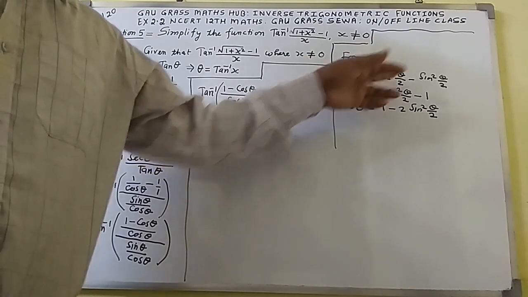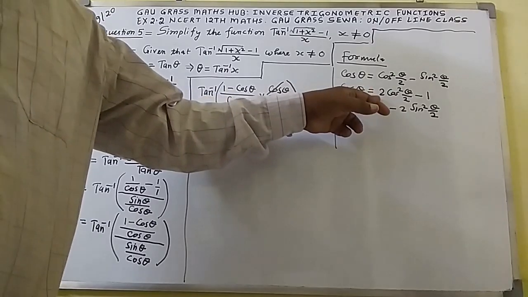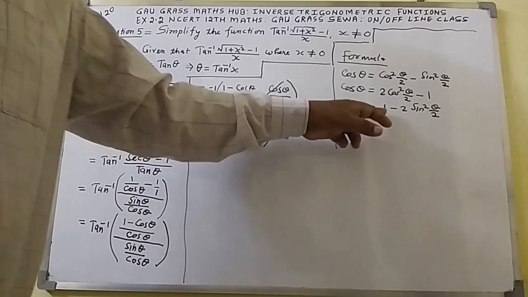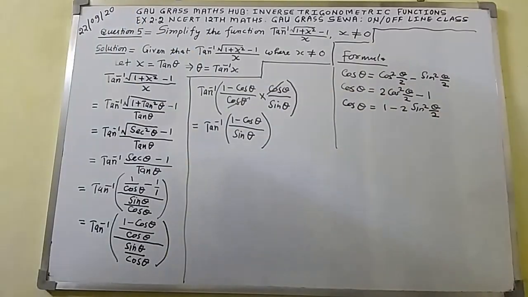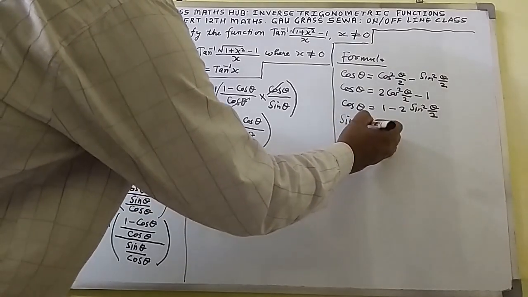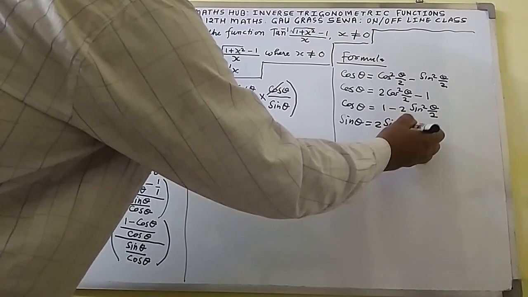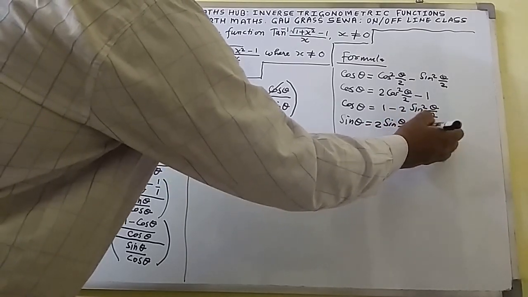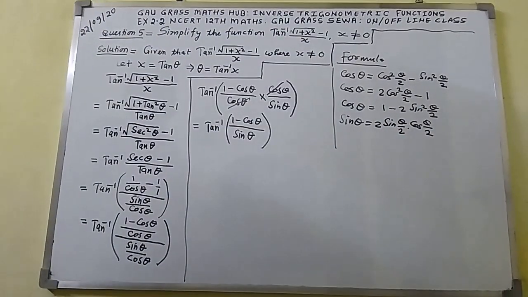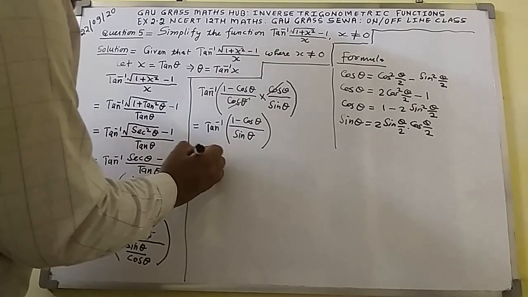Cos theta equal to cos square theta by 2 minus sin square theta by 2. Cos theta is equal to 2 cos square theta by 2 minus 1. And cos theta is equal to 1 minus 2 sin square theta by 2. And again sin theta equal to 2 sin theta by 2 dot cos theta by 2. These are some basic formulas related to trigonometric functions. Same formulas I am going to apply here.